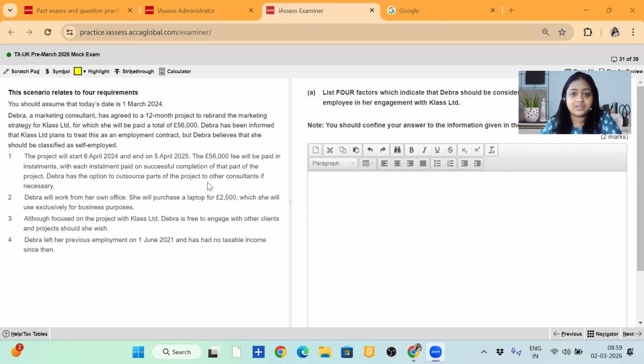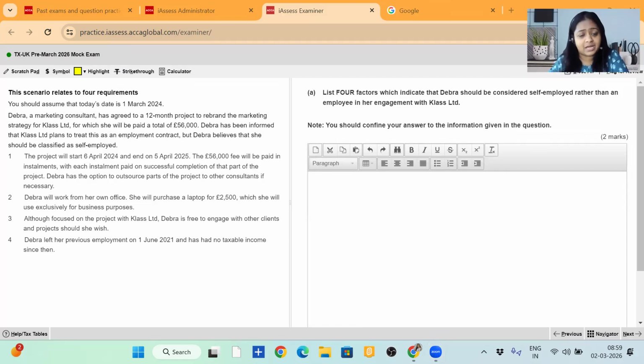This is the first scenario. You'll have three questions from Section C. One is going to be for 10 marks, another for 15 marks, and one more for 15 marks. So let's start with the 10 marker first. This is the scenario given to you. Let's quickly read it and let's do the first one.